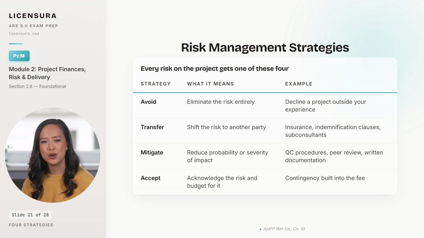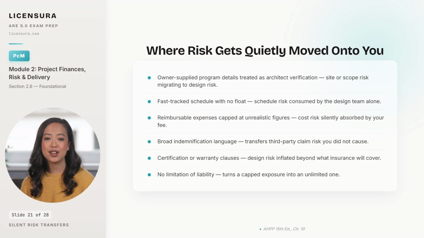These strategies only work if you can spot when a contract is silently moving risk onto you. Here are the red flags. 6 clauses, each one a quiet transfer. Owner-supplied program details that you sign off on as verified pull site and scope risk into your design liability. If the owner gave you a wrong setback and you stamped drawings against it, the design risk now belongs to you, regardless of where the bad data started.